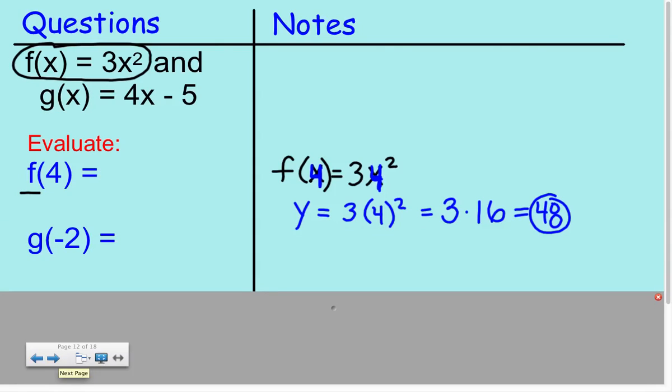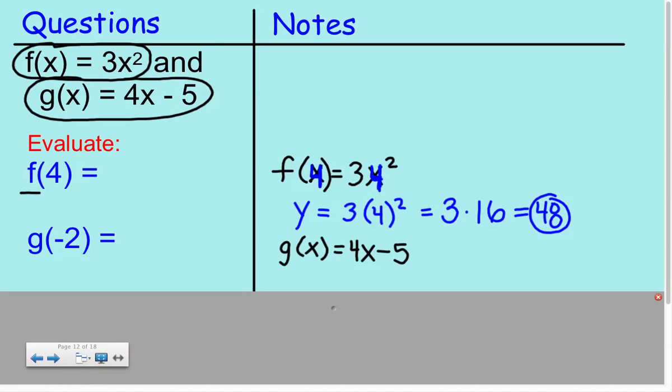G of negative 2. So since this one is g, we're going to use our bottom equation. G of x equals 4x minus 5. And then I'm going to take, instead of this x, I'm going to replace it with negative 2. So g of negative 2 equals 4 times negative 2 minus 5. Remember, again, that's just a fancy way of saying y equals. So 4 times negative 2 is negative 8, minus 5 equals negative 13.